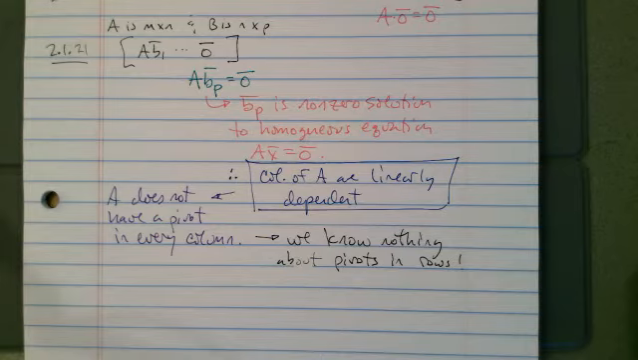It could be that there's a non-pivot column and there's still a pivot in every row. It could be that there's a non-pivot column and there's not a pivot in every row. That would depend on the size of A. All we know is that A has fewer than n pivots, but we don't know how n compares to m.